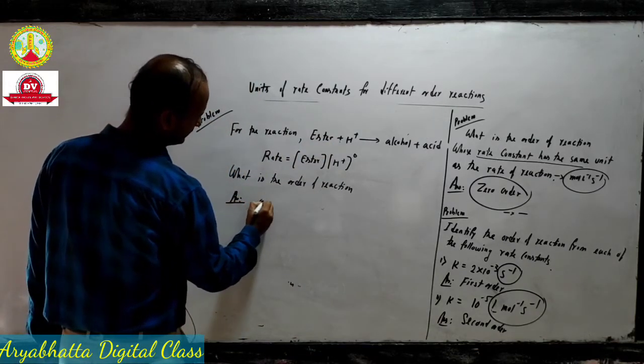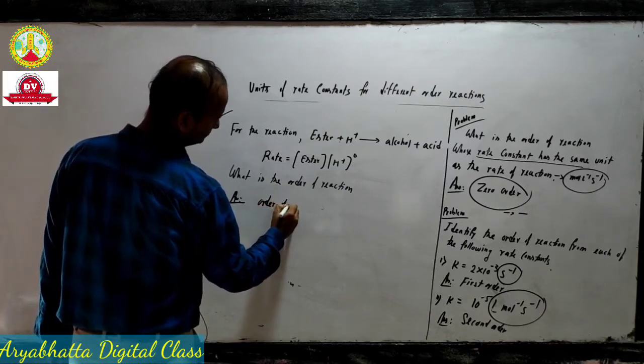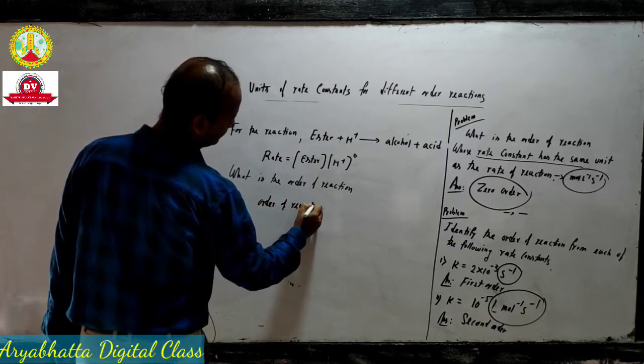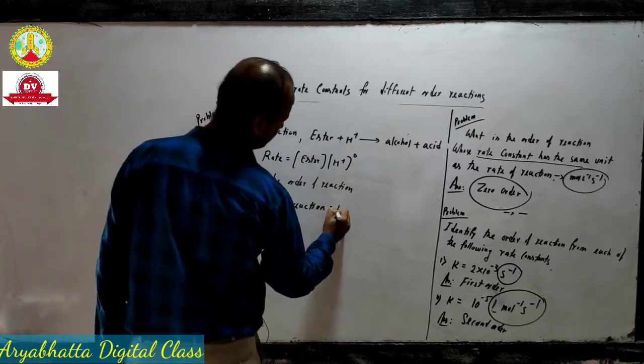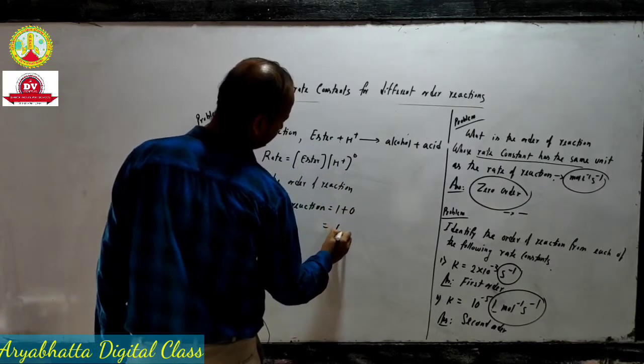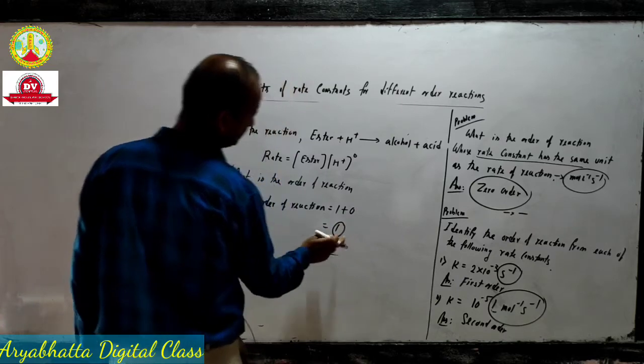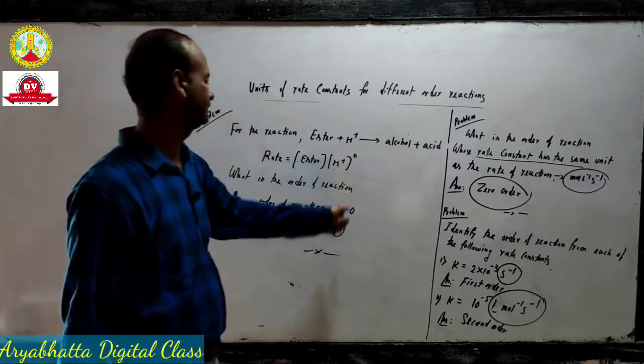Now look, what will be the order? Order of reaction. This power is what? Power is 1. 1 plus 0. This will be how much? This will be 1. So the order will be how much? Order will be 1. Clear? This 0, this 0. Okay?